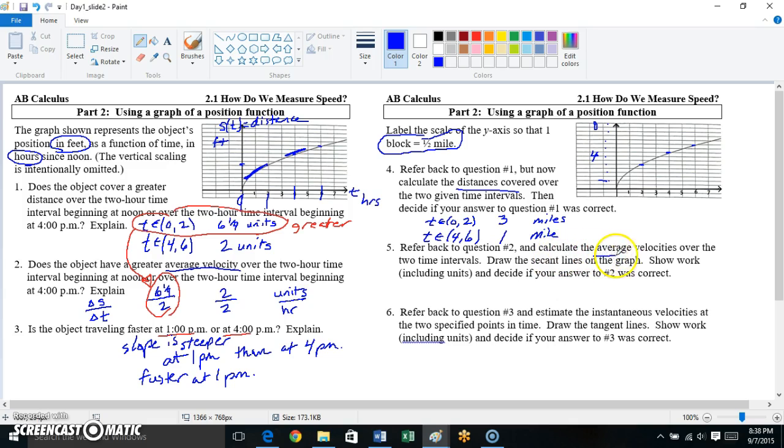If we want to calculate the average velocities, well, we need to take the change in distance over the change in time. So for the interval from 0 to 2, we're looking at 3 miles in 2 hours. Right, or 1.5 miles per hour. And on the interval from 4 to 6, we're looking at 1 mile in 2 hours, so a half mile per hour.